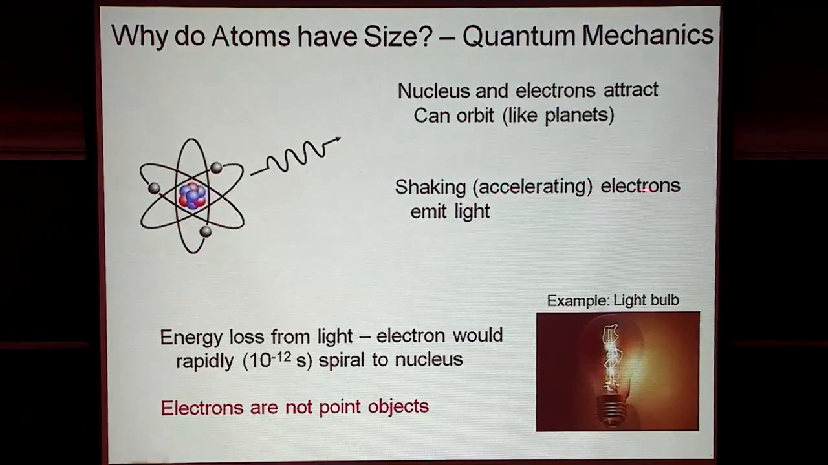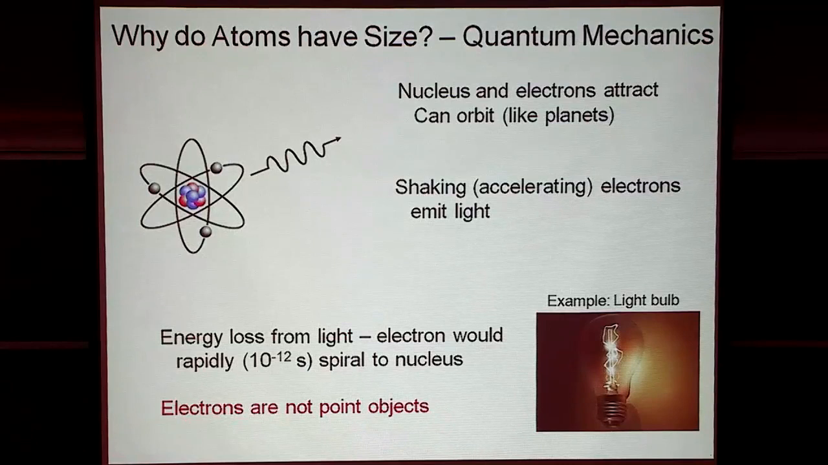You take, for example, a light bulb. You heat up the filament really hot. The electrons are shaking back and forth. They're giving off white light. And it turns out, when you calculate this, the energy lost from the light, it's going to spiral down to the nucleus very fast. So we know from the existence of size of atoms that these are not going to be point light objects, okay? So it has to be some other. And of course, the answer is quantum mechanics.